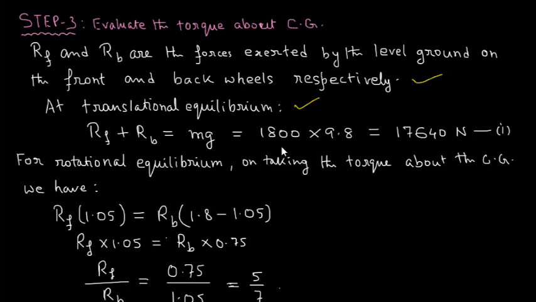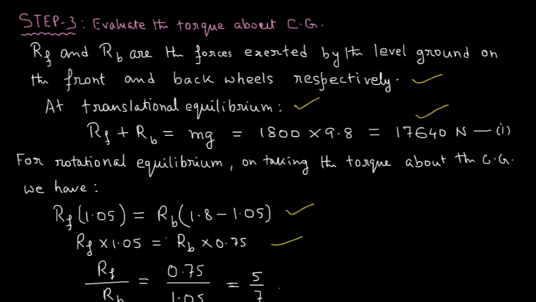Mass is 1800 multiplied by g, where g is 9.8. Upon solving we get 17640. For rotational equilibrium, on taking the torque about the CG, we have Rf multiplied by 1.5 minus Rb multiplied by 1.8... Rf multiplied by 1.5 is equal to Rb multiplied by 0.7. Therefore, Rf upon Rb is equal to 0.75 upon 1.05.